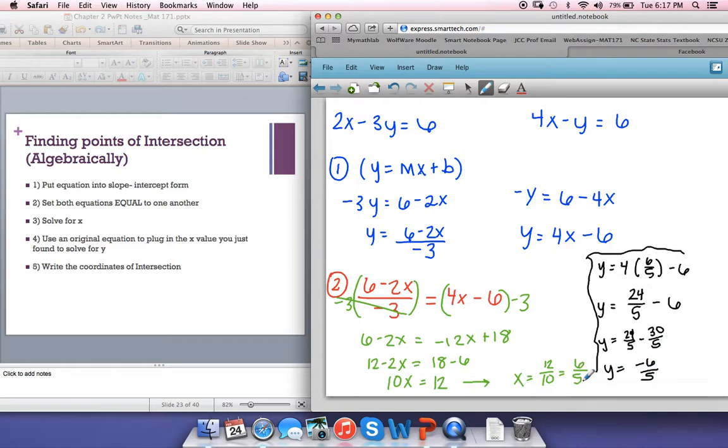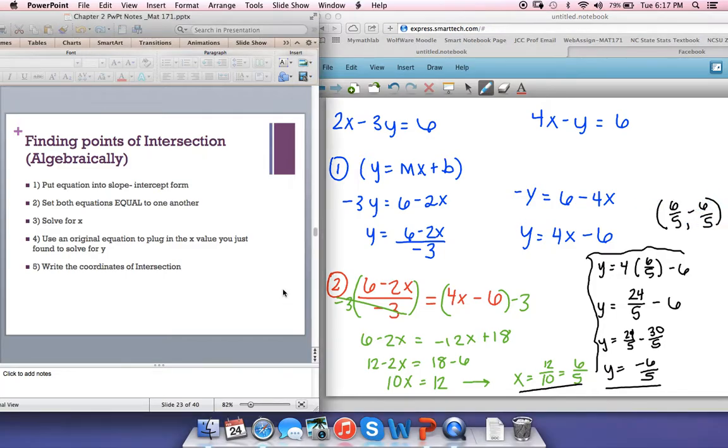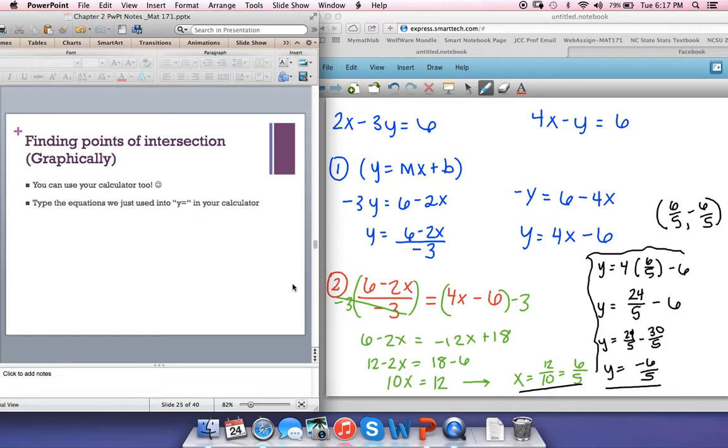So now I found my x value over here. I now found my y value. So the point that these two lines have in common, where they intersect, is the point 6/5 and -6/5, my x and my y value. Okay, and that's how you find the points of intersection.